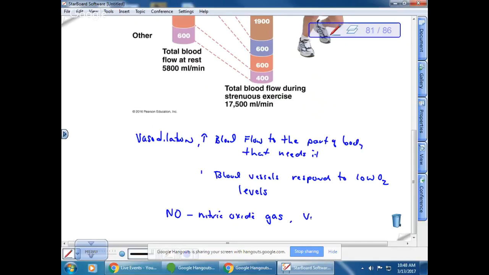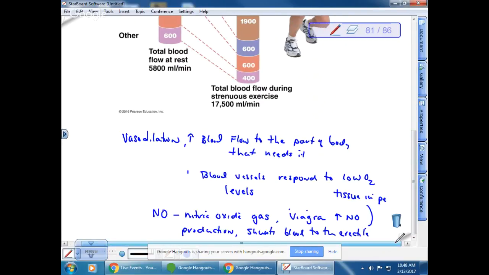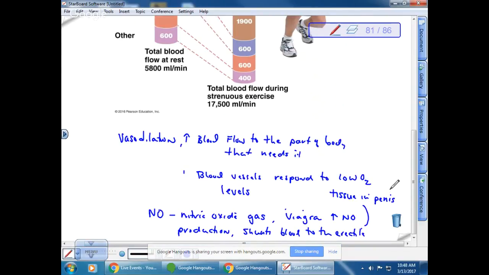So Viagra, for example, increases NO production, and this shunts blood to the erectile tissue in the penis. I ran out of the room. Did you say this is a dilator? Yes, it's a vasodilator. Nitric oxide occurs in other places in the body too, but this is just a major mechanism for maintaining erection.